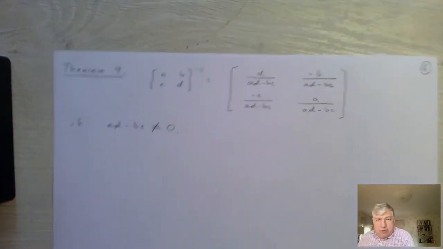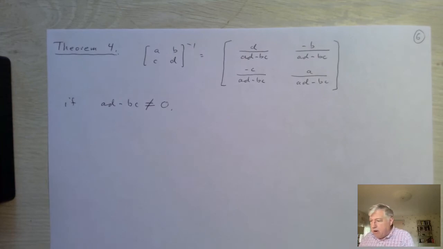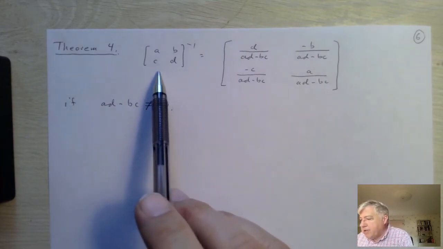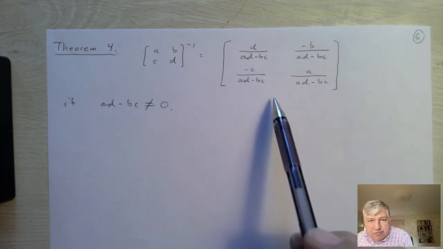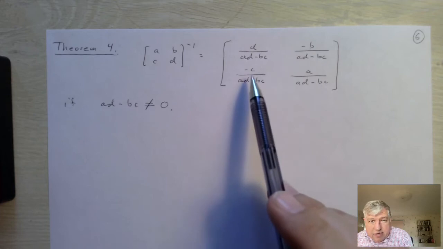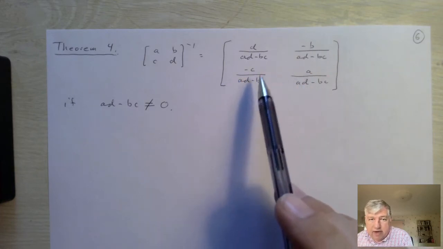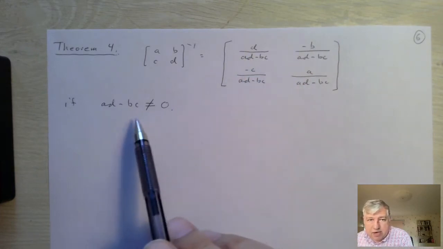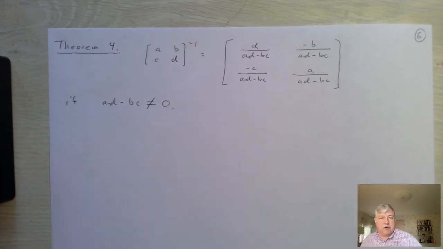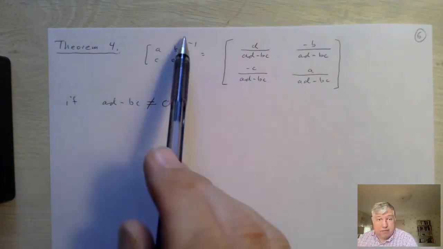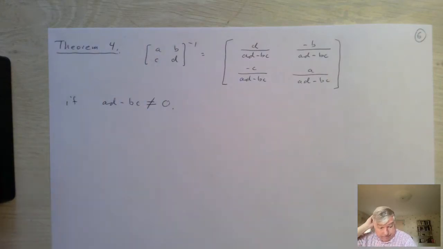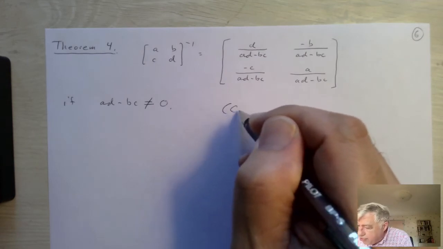And that brings us to our next theorem, theorem 4. It says, just only for 2x2 matrices, the inverse of [A, B; C, D] is equal to this expression where we have [D, negative B; negative C, A], all divided by the number AD minus BC, assuming it's not 0. If it is 0, this doesn't make any sense, and it turns out that this matrix is not invertible. Okay. So this is actually a special case of Cramer's rule.